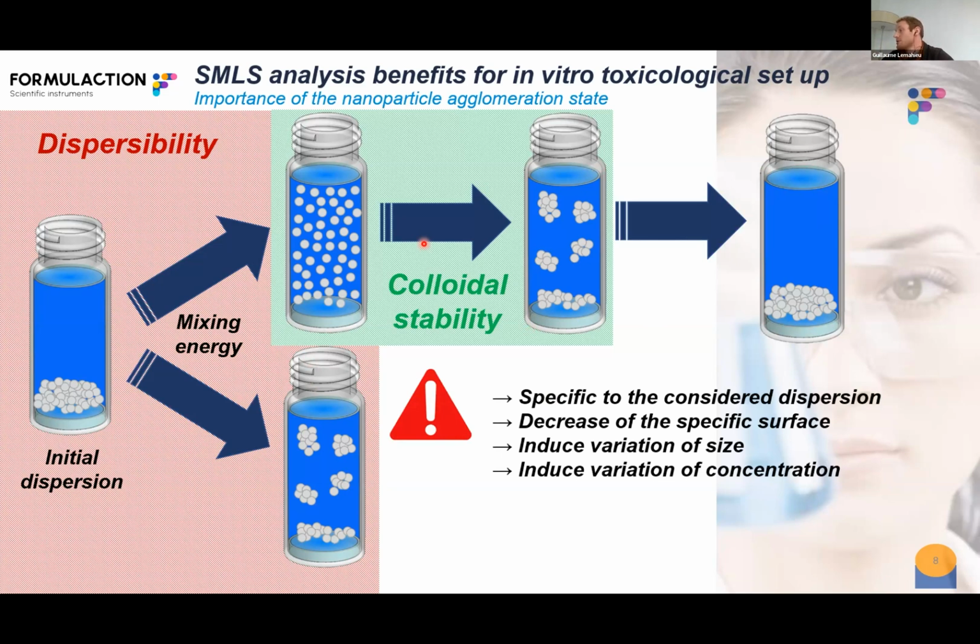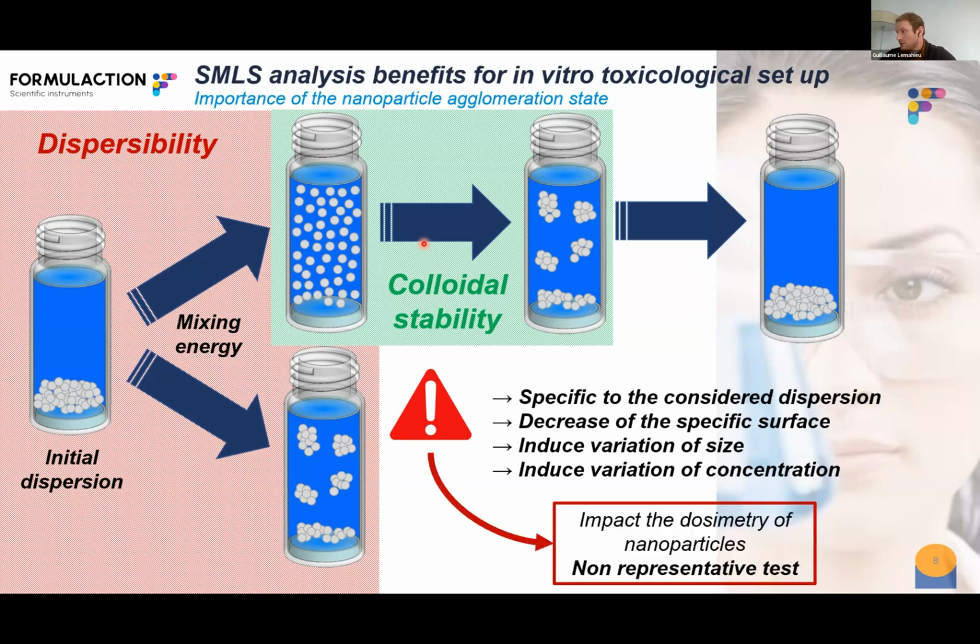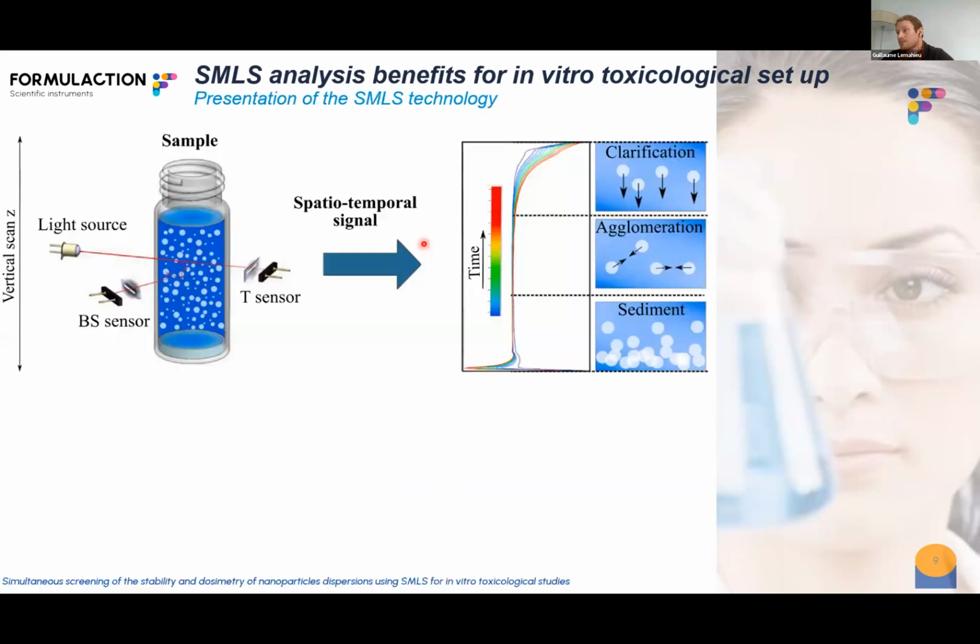If you collect your sample and in fact you have fewer particles than it should be, it will also impact your toxicological analysis afterwards. So in fact, there is a huge impact of the agglomeration state on the dosimetry of nanoparticles, which can give a non-representative test, as I said, for the further toxicological analysis.